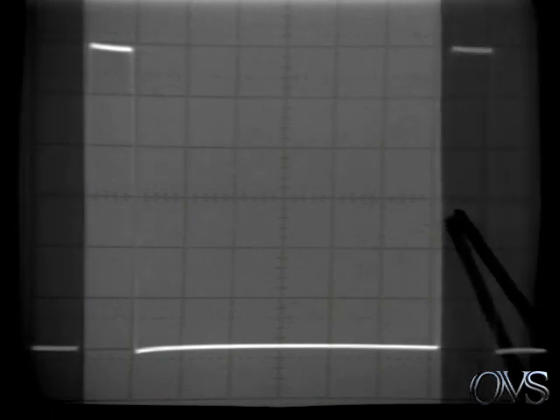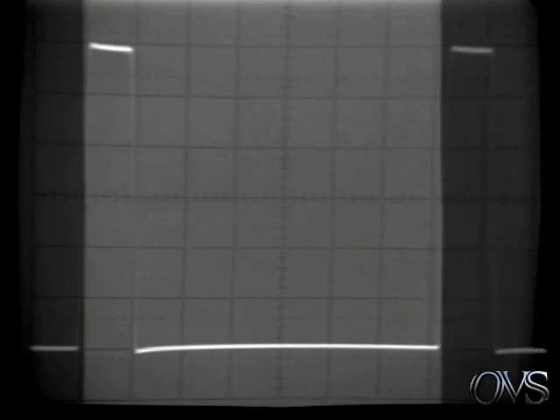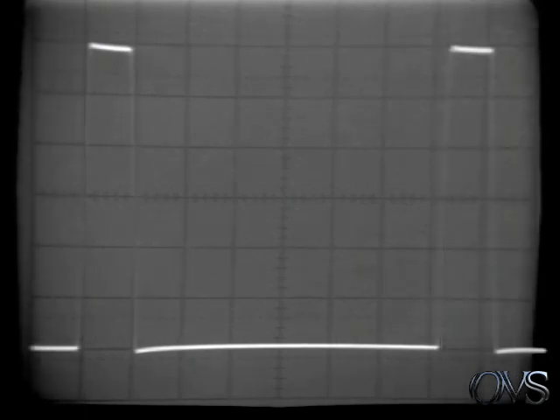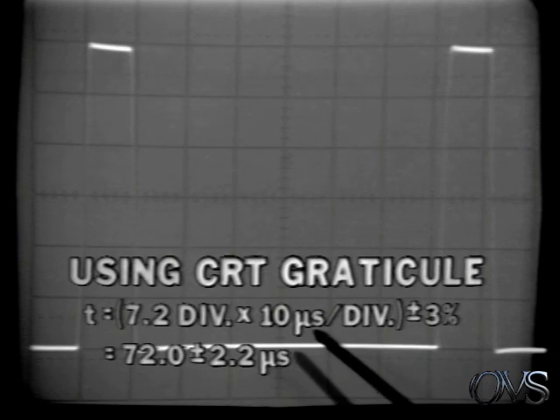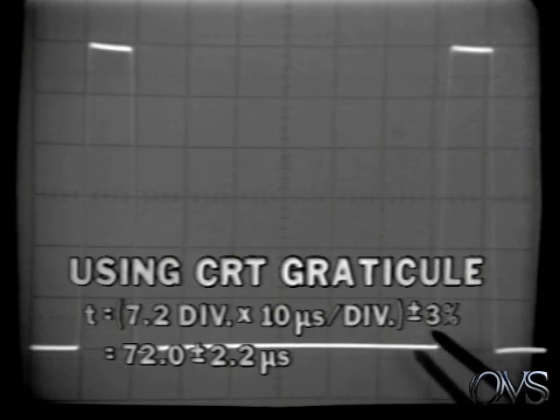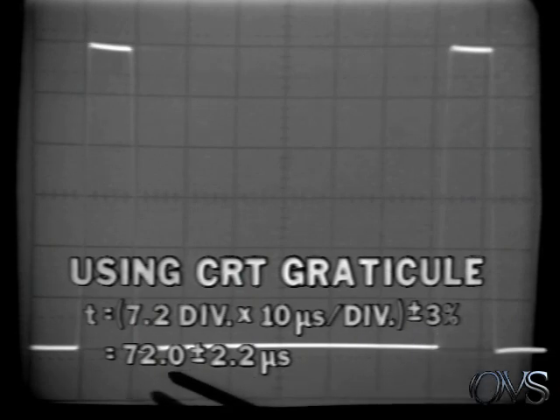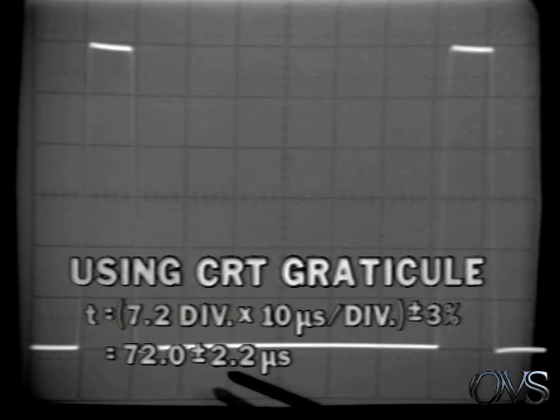In our example here, it's 7.2 divisions. Now to compute the time measurement, why, of course, we take the number of divisions times the main time-based setting, which in this case is 10 microseconds, and we add or subtract plus or minus 3% for our accuracy. So the time interval measurement using a single time base only is now 72 microseconds plus or minus 3%. This 3% represents 2.2 microseconds, so our total answer is 72 plus or minus 2.2 microseconds.